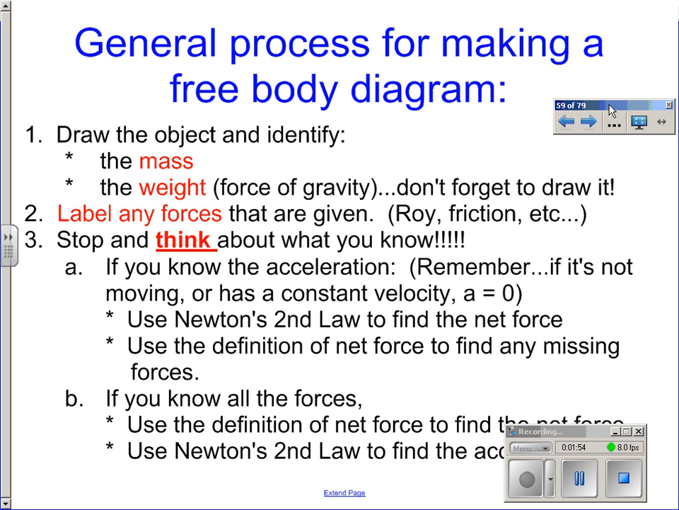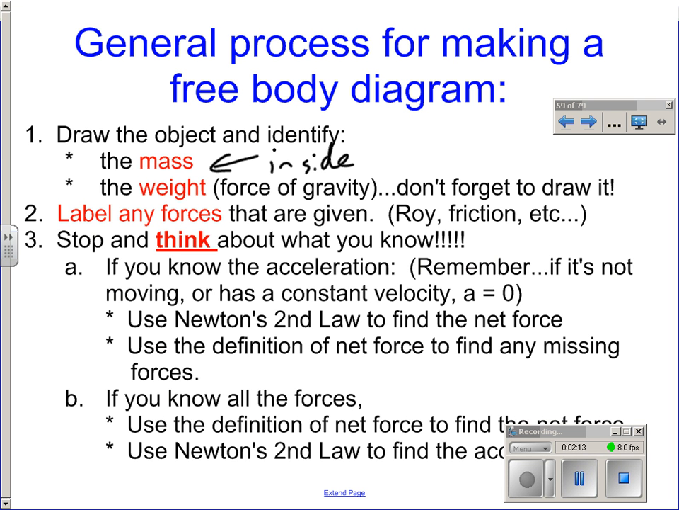The first thing you always want to do is draw your object. Again, just a box or a circle is fine if you are, you know, uncertain of your artistic abilities. So draw your object. You're going to write down the mass of the object. Remember that always goes inside the object.